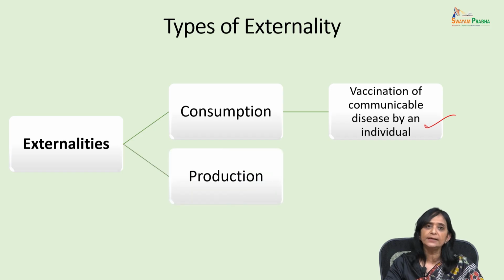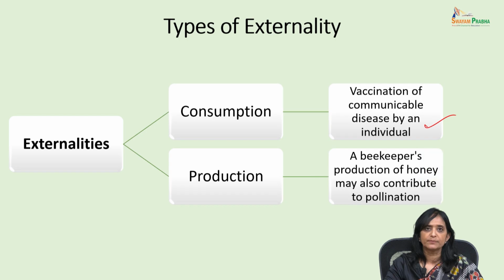Similarly, an externality can be with respect to production. For example, a beekeeper's production of honey. He is getting into beekeeping in order to produce honey. So there may be a producer of honey and a consumer of honey, but the nearby farms are benefiting because of the pollination done by these bees. That is a production externality.